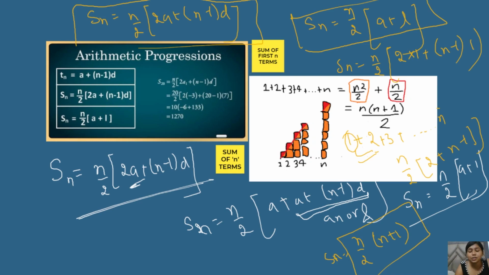And in case the last term is given, you can also apply the formula derived from the first formula itself, that is Sn equals n by 2 bracket a plus l, or a plus an, where l and an are the last term of the AP. And for the first n terms, when the AP is 1, 2, 3 till n, the sum of the first n terms will be n by 2 bracket n plus 1. So I hope this is clear.